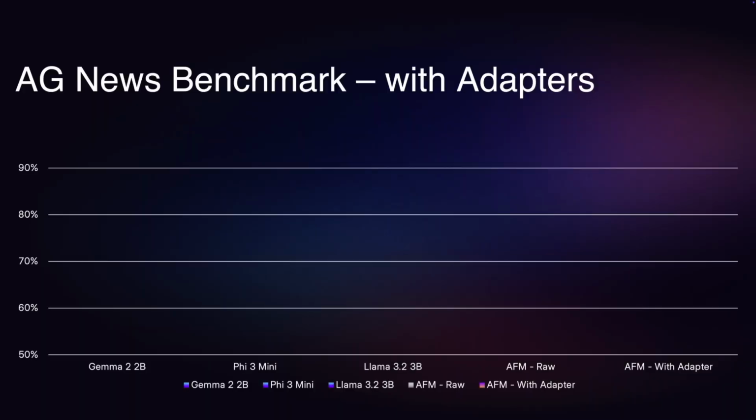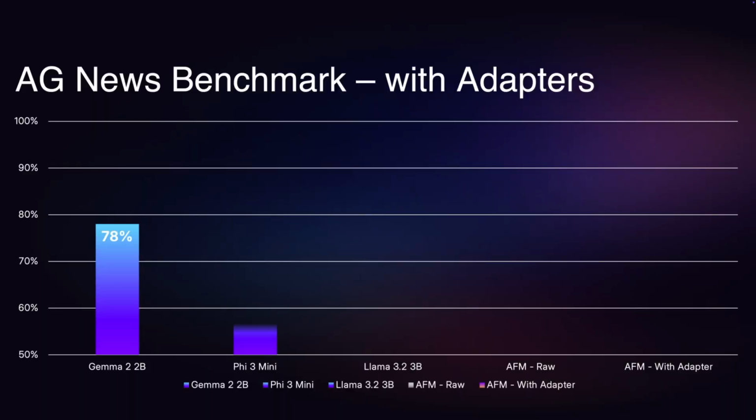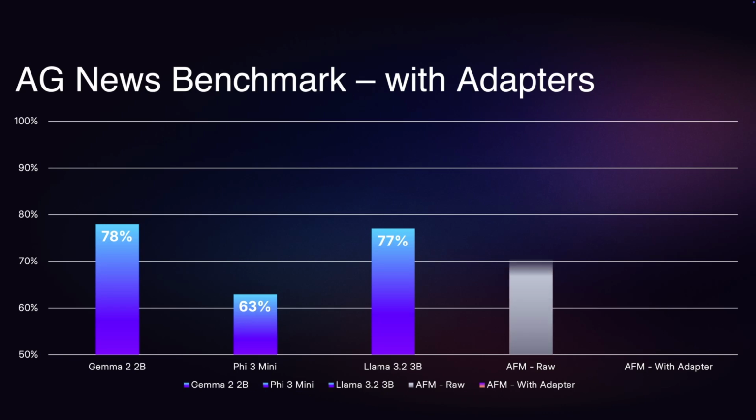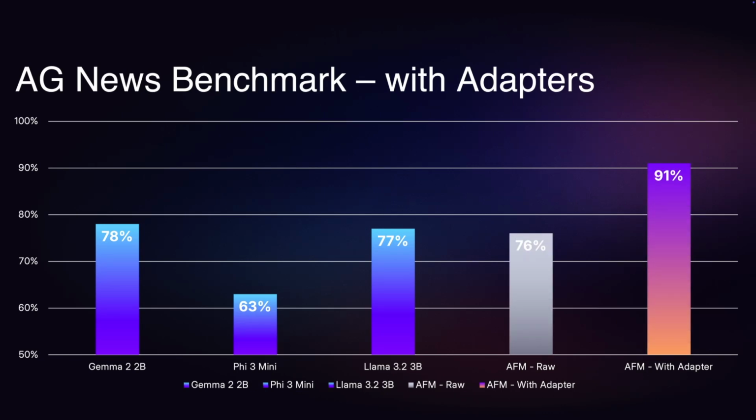In another test that we ran, we used the age and use classification dataset. Out of the box, the Apple model performed slightly worse than Llama and Gemma. However, as soon as we added in a custom adapter that we trained on this data, the result jumped by 15% for an almost perfect run.